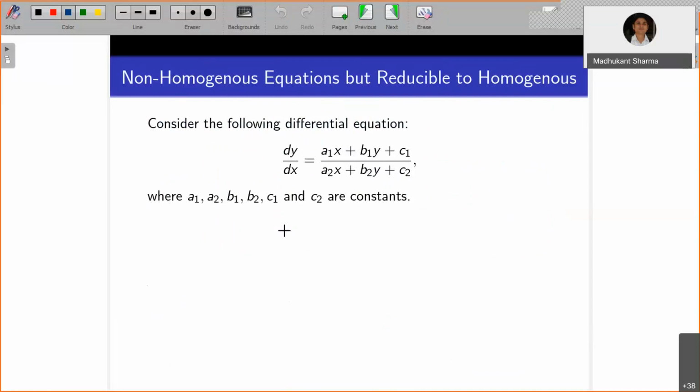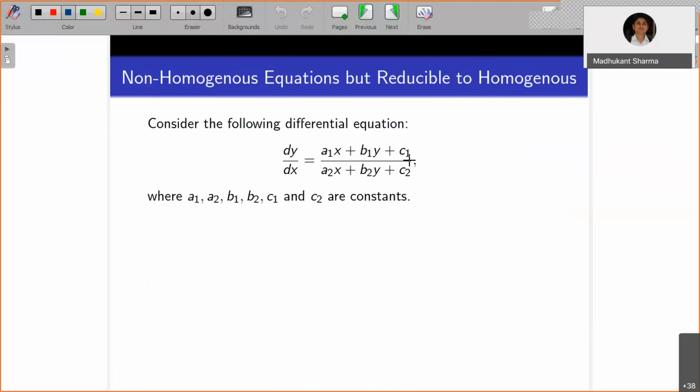Now another special type, which is non-homogeneous, but you can reduce it to homogeneous form. Like we have taken x plus y divided by x minus y, or x minus y divided by x plus y. But if you add a constant in the numerator or denominator or both, like x minus y plus 2 or x plus y plus 2, then it is no longer homogeneous.